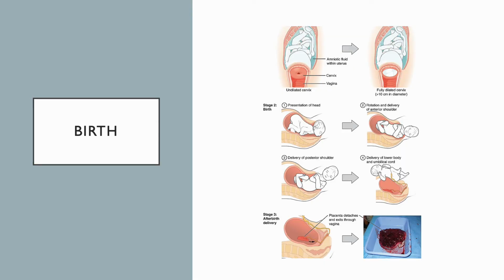This is another graphic that shows you the process. If you start at the top left, you will notice that it's showing you the process of cervical dilation and presentation of the head. Then it's showing you the child proceeding through the birth canal, and then finally the delivery of the umbilical cord and the placenta.